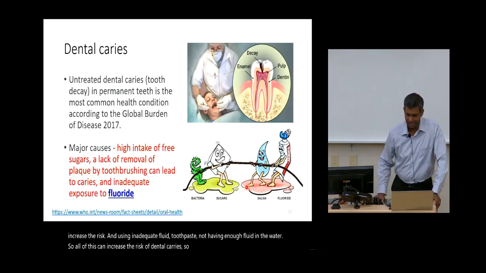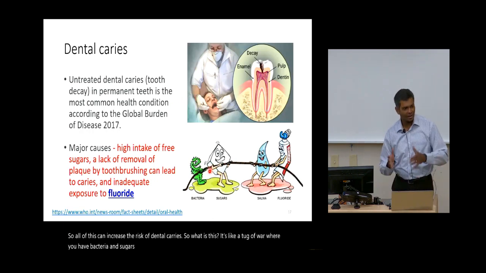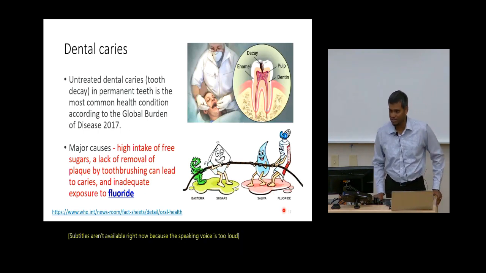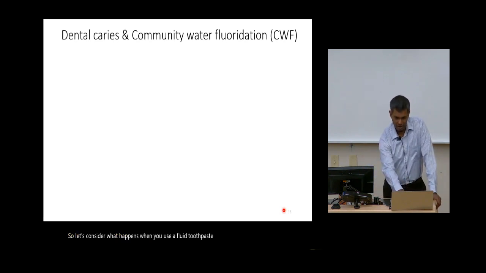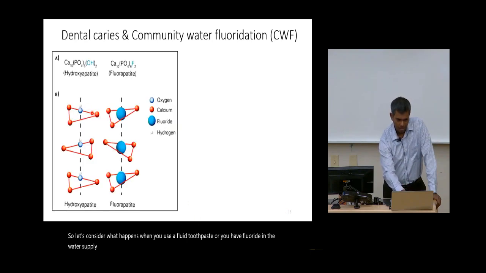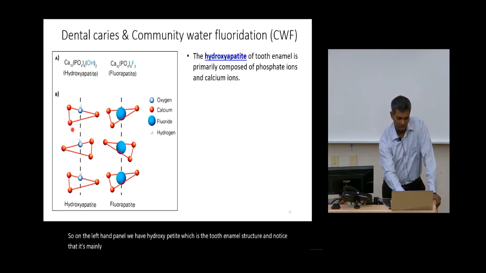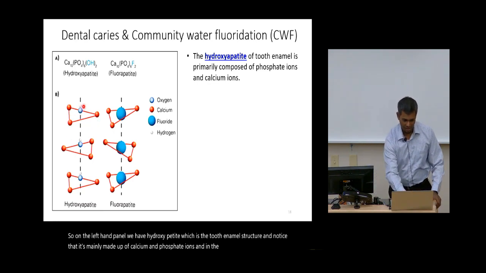So notice this, that it's like a tug of war where you have bacteria and sugars on one side increasing the risk of cavities, whereas saliva, fluoride and proper tooth brushing decreasing the risk of cavities. So let's consider what happens when you use a fluoride toothpaste, or you have fluoride in the water supply. So on the left hand panel we have hydroxyapatite, which is the tooth enamel structure, and notice that it's mainly made up of calcium and phosphate ions, and in the middle you have this hydroxyl group, right?